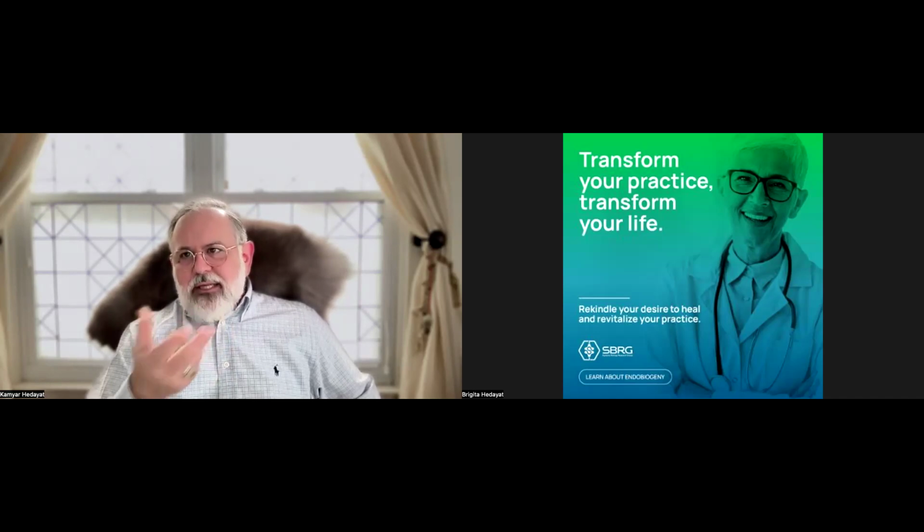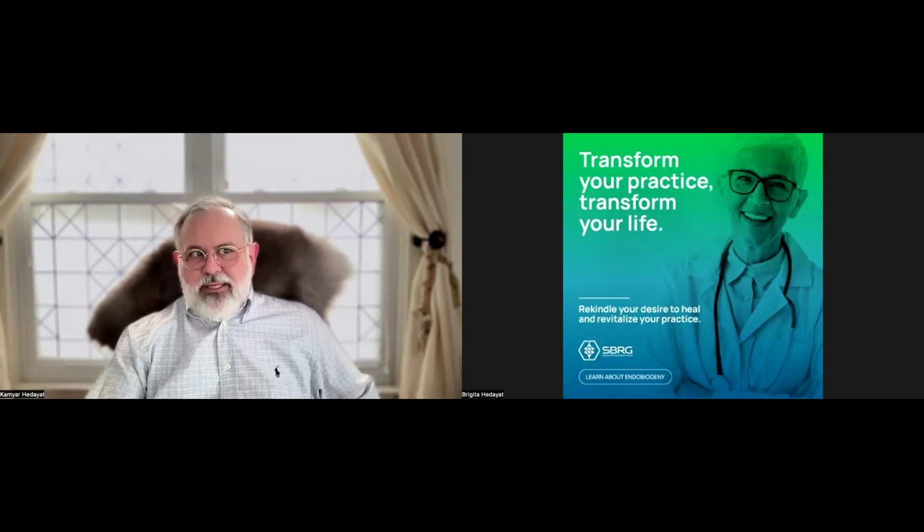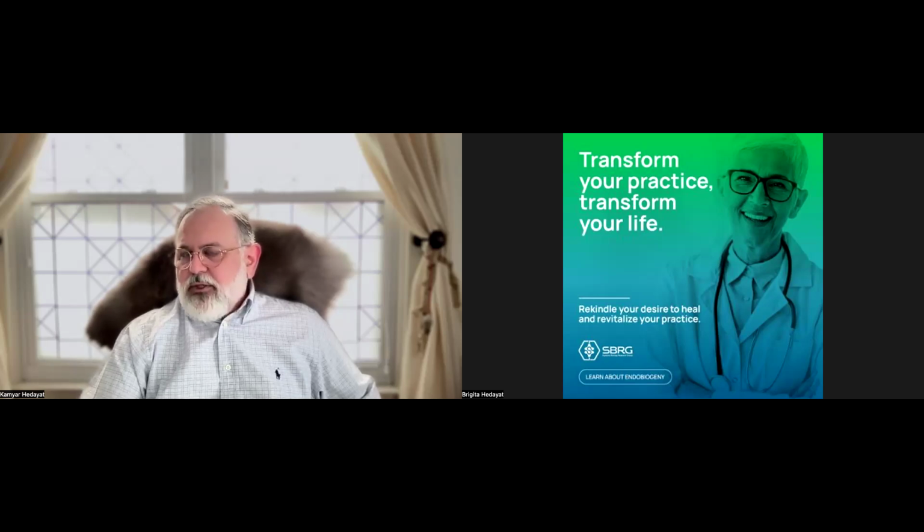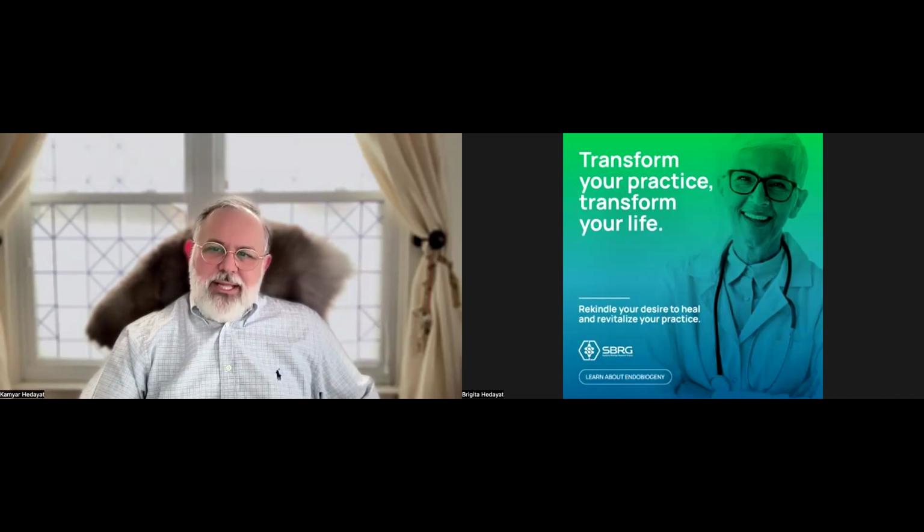The practicality of endobiogeny cannot be overestimated. If you just look at dysbiosis, for example, from a standard functional medicine perspective, you consider some symptoms, you order a stool analysis, and this might cost $300, $400, $500, and you're waiting 3 or 4 weeks for the test to come back, and your patient is still symptomatic while you're waiting for the test to come back.